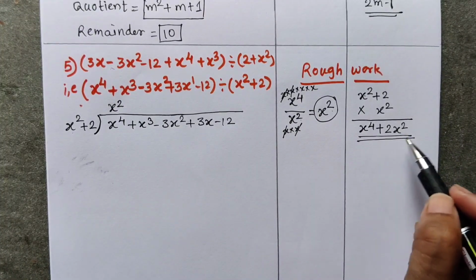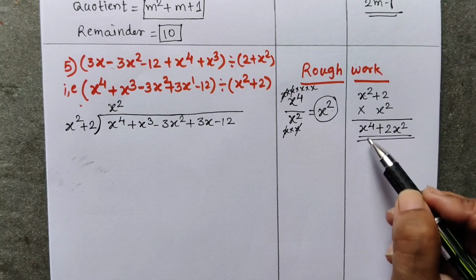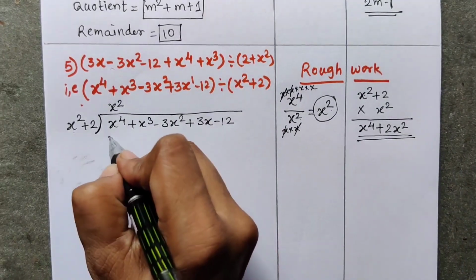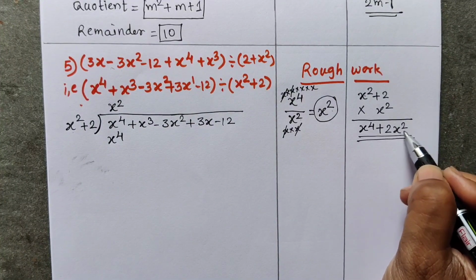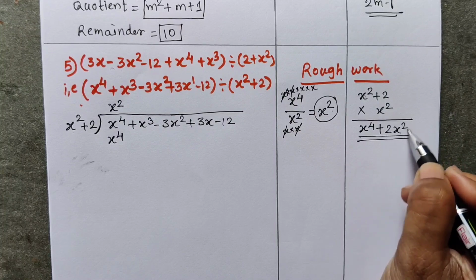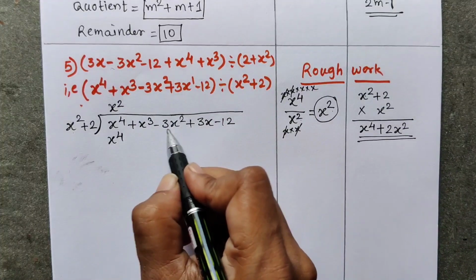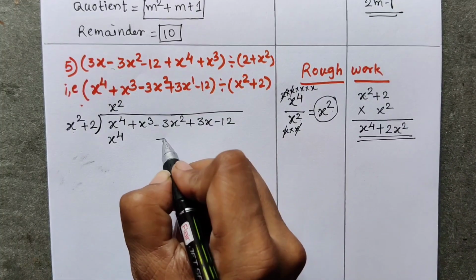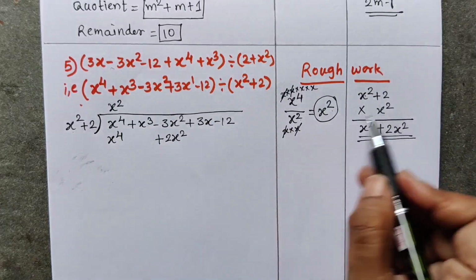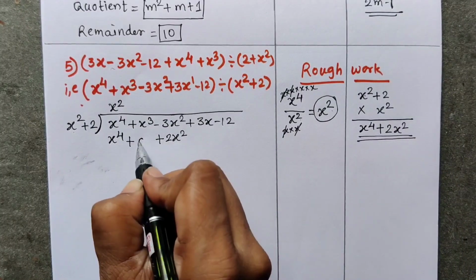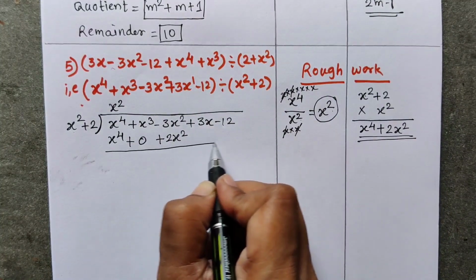Now while writing these terms, write the terms properly below like terms. x raised to 4 should be written below x raised to 4, and plus 2x square. x square has index 2, so this term should be written below the term which has index 2. So here we can see 3x square is there, so we write 2x square below this 3x square. Now we are not getting an x cube term here, so we put 0 below the x cube term. In this way you can write in the dividend.